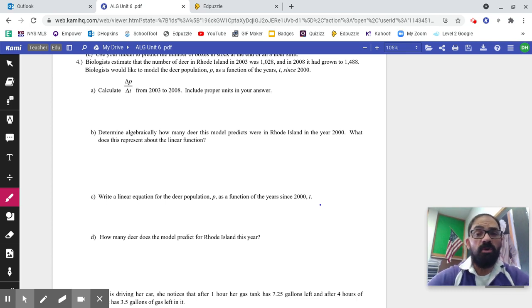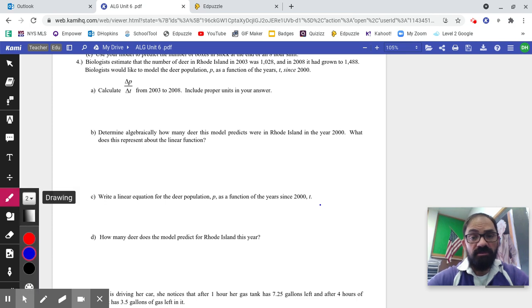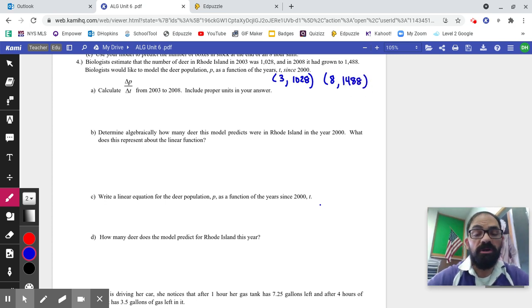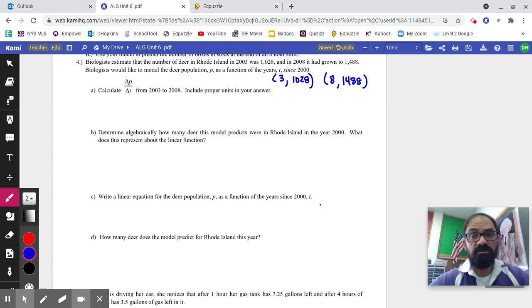So whenever you're given a question like this, I can go ahead and make ordered pairs. So 2003 and 1028 would become 3 and 1028. The other ordered pair would be 2008 is represented by 8 and 1488. So we can pull ordered pairs right out of the context of the question. And then we're going to use the change in y over change in x, which in this case is the change in p over change in t. So don't let the letters scare you too bad. So let's see here. Change in p over change in t.